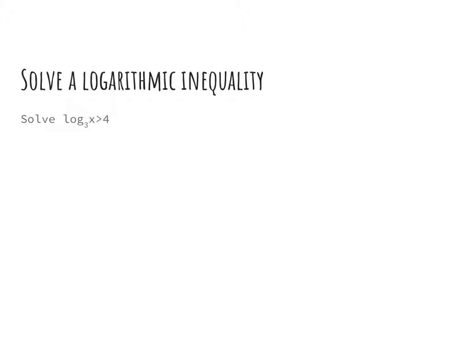So if I have the log base 3 of x is greater than 4, and I rewrite that using the property that we have, I'm going to say that x is greater than 3 to the 4th power, which if I typed 3 to the 4th into my calculator, I would get 81. So my answer would be x is greater than 81.